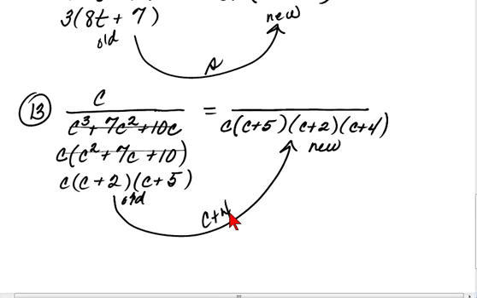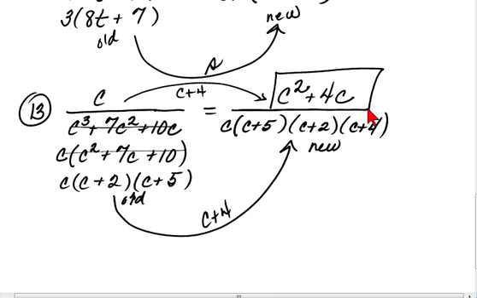So if the bottom was multiplied by c plus 4, then the top needs to also. What do you get? C times C is C squared, and C times 4 is 4C. And that's what you'll fill in my math lab. You're asked to create a numerator that is equivalent.